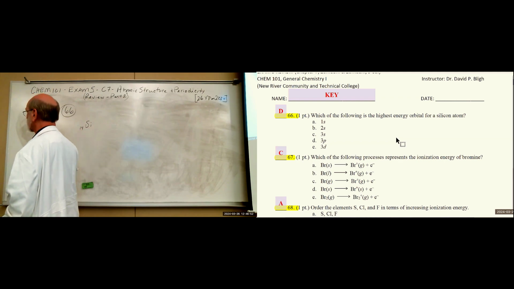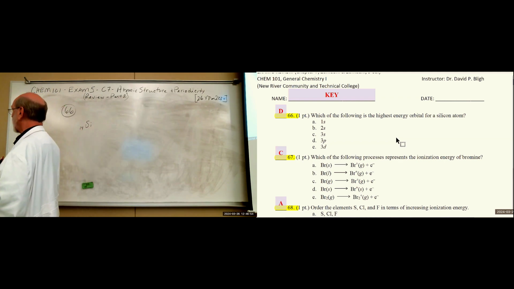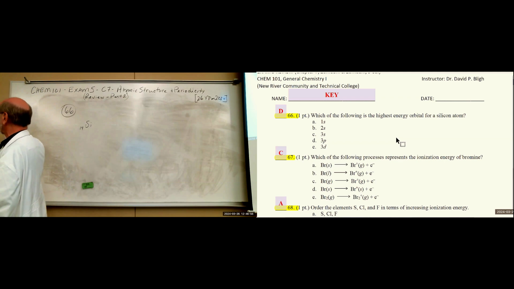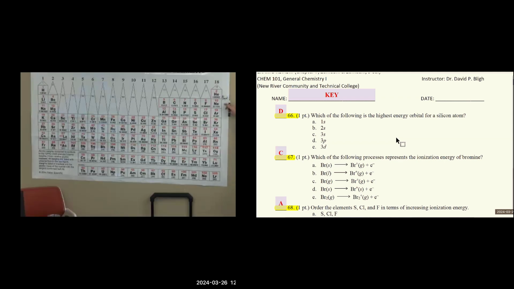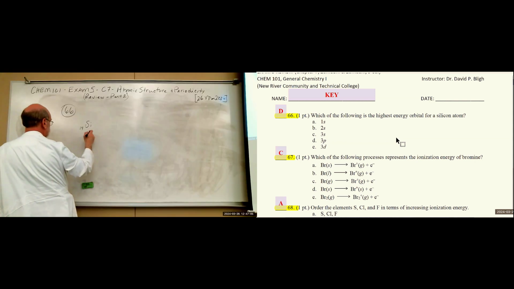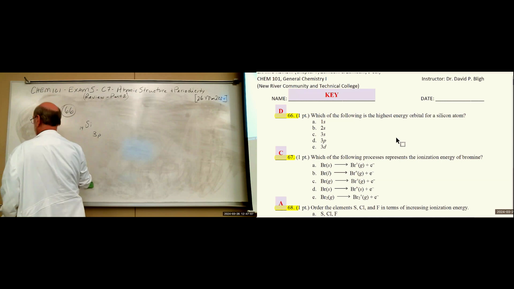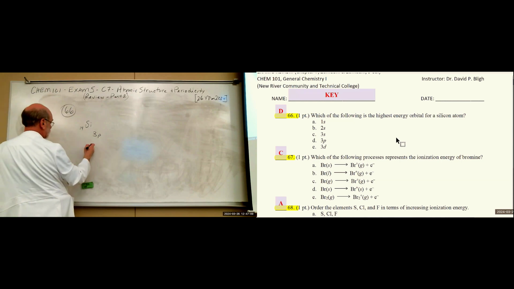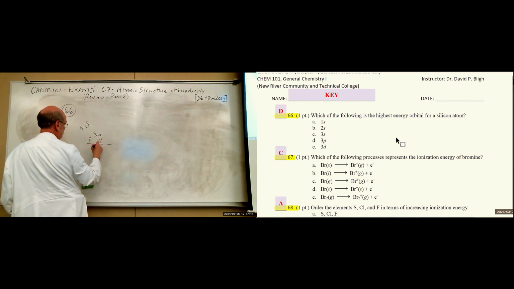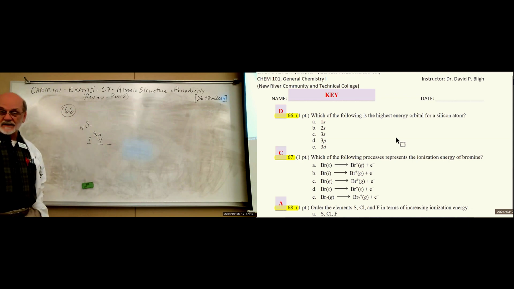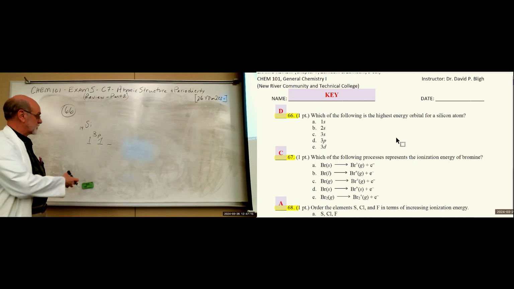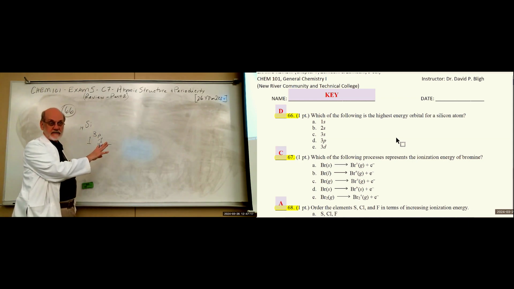Actually, look where silicon's located. What is the highest energy orbital that's being filled there? This is 1, 2, 3. This is 1s, 2s, 2p, 3s, 3p. 3p, and it has 2 electrons. Right, so 3p has 2 electrons in it, and that's the highest energy.